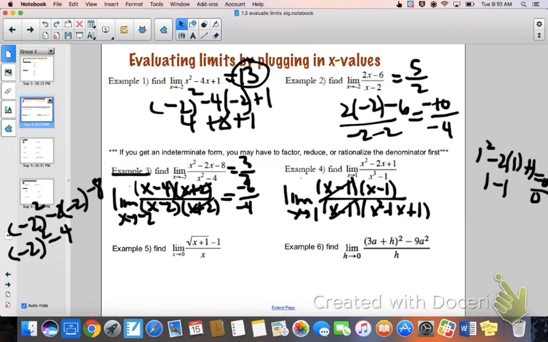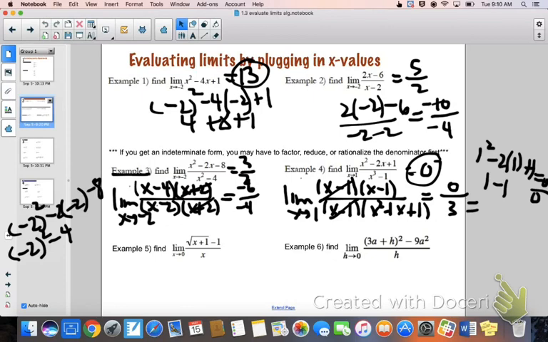The x minus 1's cancel. Now when we do direct substitution, 1 minus 1 is 0. 1 plus 1 plus 1 is 3. 0 over 3 is 0. It's okay to have a limit of 0. Okay? It's just when it's 0 over 0, that's indeterminate form.